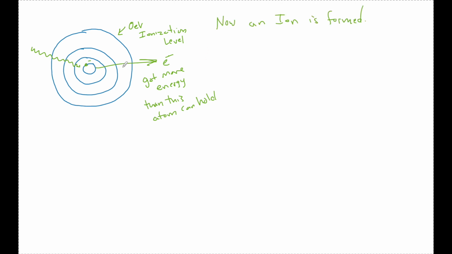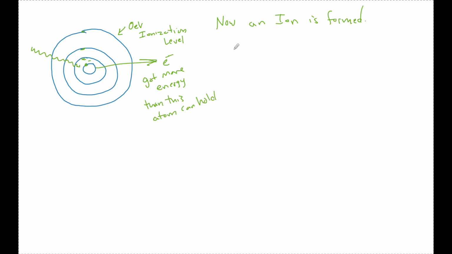So an ion is really formed when a photon comes in and gives an electron more energy than the energy gap to here, to here, to here. It says, you are out of here. Have a great day. Go find another atom that needs an electron.